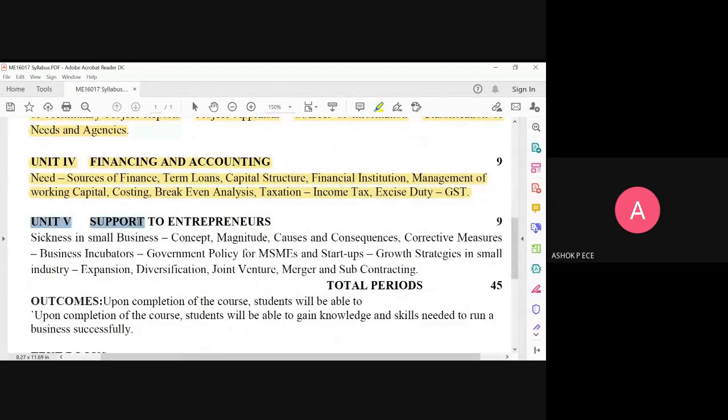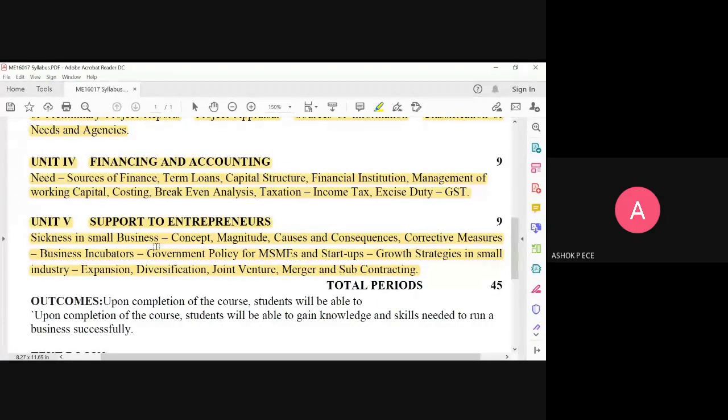And the last unit is support to entrepreneurs. So support means in case the business is very dull or it is going to be in loss, how we are going to support it. Sickness in small business. Sickness means dullness or having very little profit or loss. Concept, magnitude, costs and consequences, and corrective measures. So how we are going to analyze what is the cause and what is the consequence of that, and how we are going to eradicate that using corrective measures.